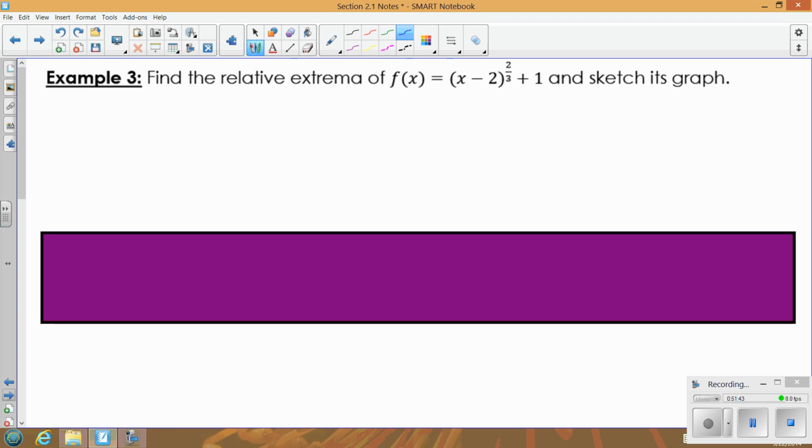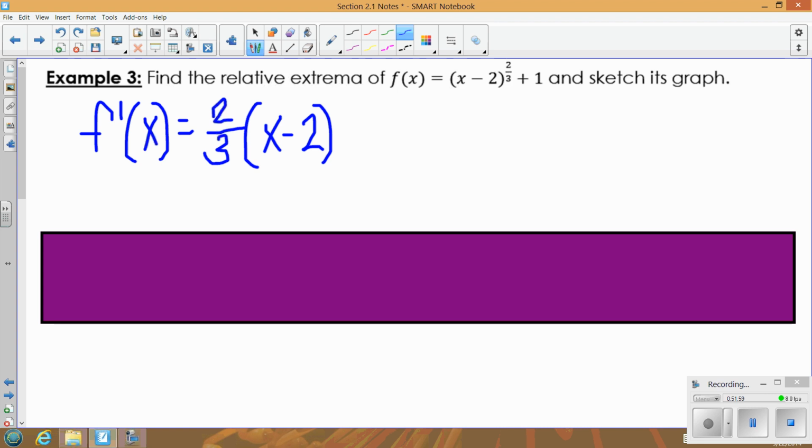So the first thing is we're going to take the derivative. So the derivative of this function, we're going to have to use the chain rule here. So we're going to take the 2/3, that's going to come down in front as a coefficient, keep the x minus 2 as is, subtract 1 from the 2/3. So 2/3 minus 1 is going to give me negative 1/3. And then remember, you always multiply by the derivative of the inside, which is just going to be a 1 when you take the derivative of x minus 2. And then the plus 1 is just going to go to 0.